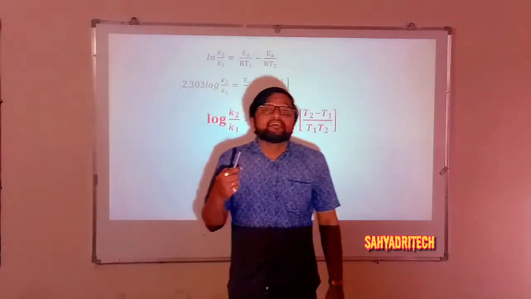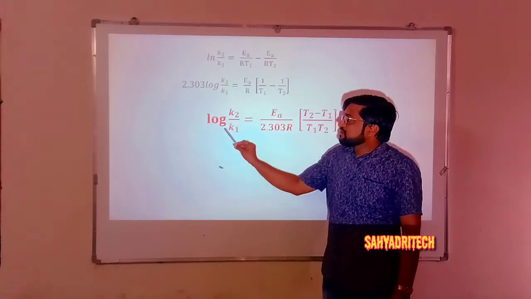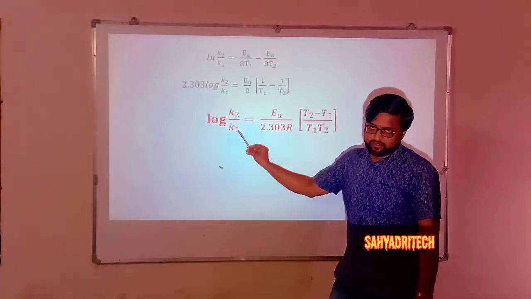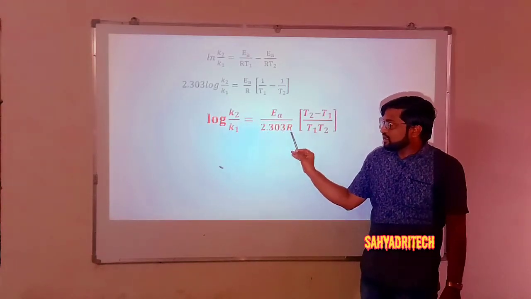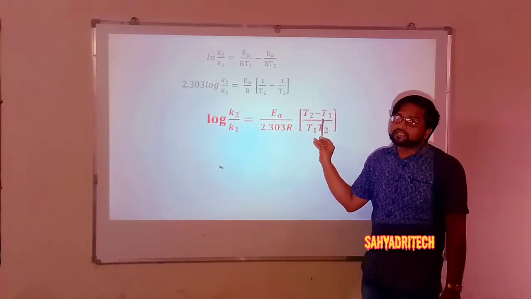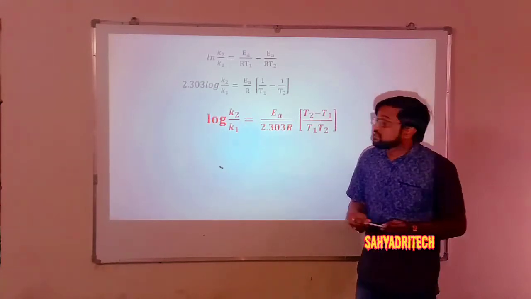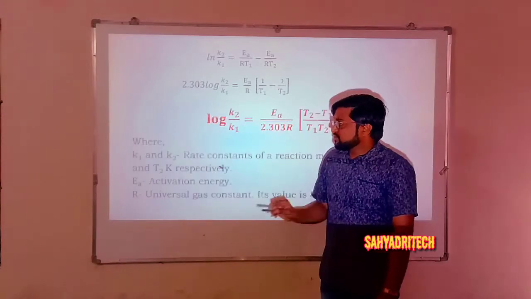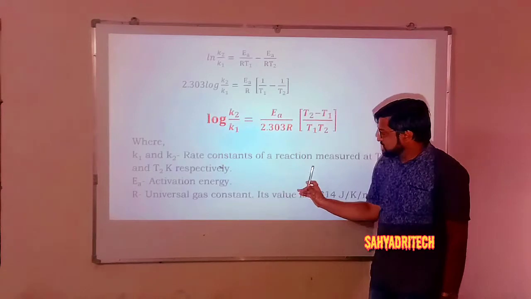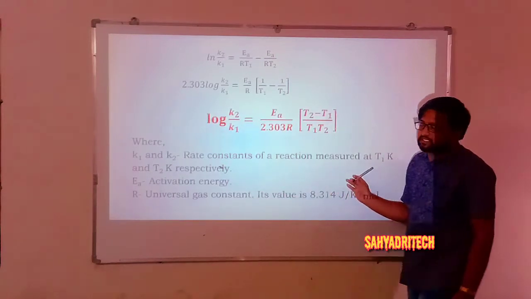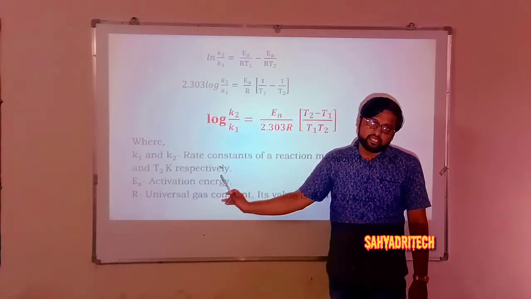It is regarding the rate constant method. So what is the final equation to be remembered here? Log K2 by K1 is equal to Ea divided by 2.303 R, bracket of T2 minus T1 divided by T1 T2. So here, what are the terms involved? K1 and K2 are rate constants of a reaction measured at two temperatures. What are those? T1 Kelvin and T2 Kelvin respectively.